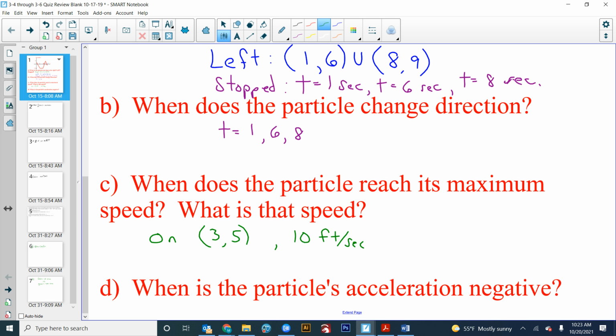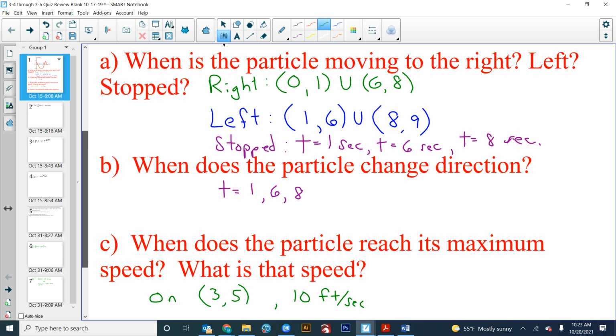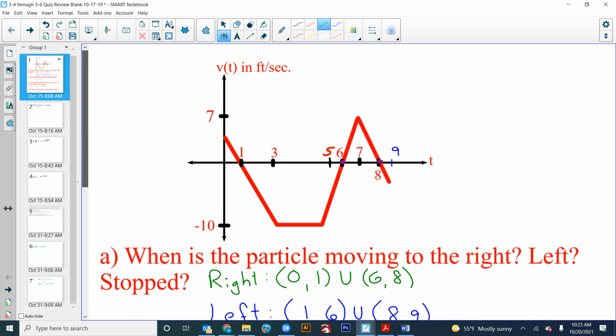Questions on that one? When is the particle's acceleration negative? Well, you're looking at velocity. You should be able to sketch the acceleration graph.